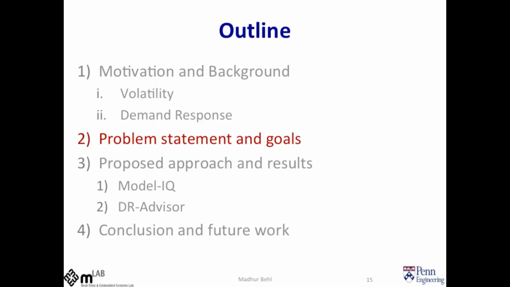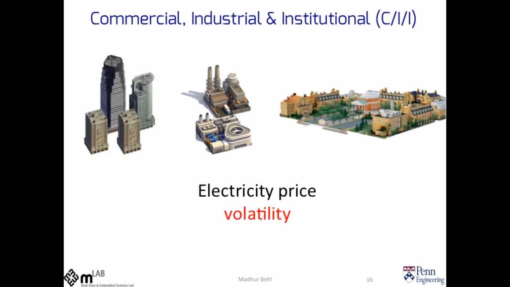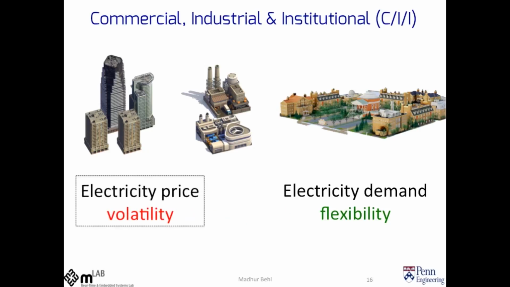So the biggest risk which this volatility in prices poses is to the large consumers, the end users of electricity, which are these commercial, industrial, and institutional buildings. And in order to shield themselves from this exposure to volatile prices, what they need is more flexibility in the way they consume electricity. So they need to be more flexible in their electricity demand.